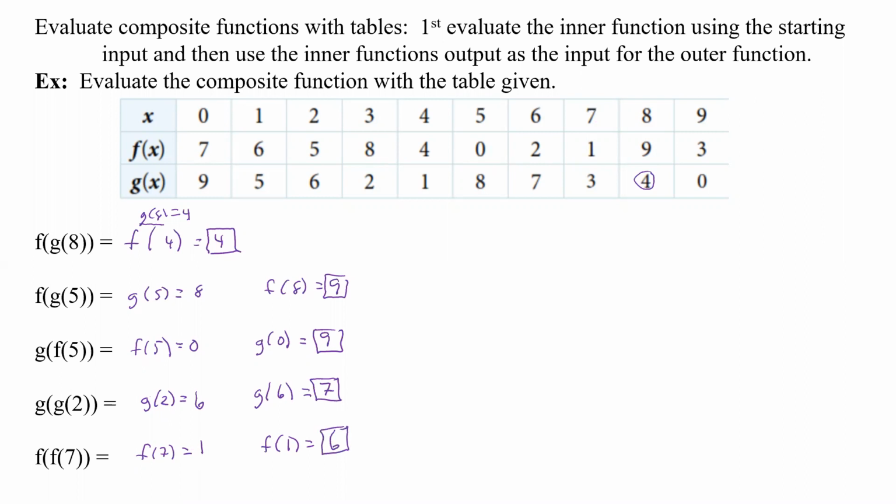So again, with tables, you just have to go and find whatever it's asking for initially. So, the g of 8, so we plug 8 into g, get that value, and then we plug whatever that output is into f, and then that gives us the next output as f of 4 in that case. Okay.